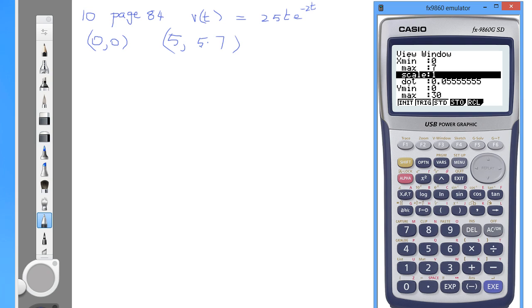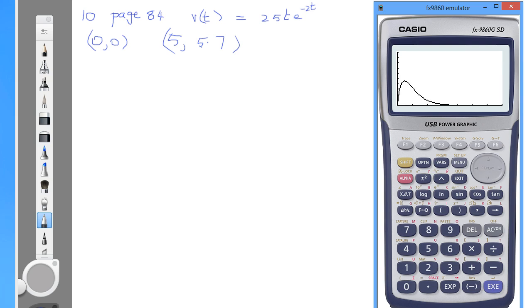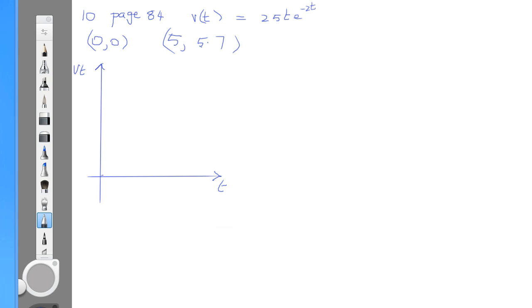No, it wasn't the x-axis, it was the y-axis. So let's make the maximum in the y-axis more like 10. See if that gives us a better picture. Oh, and it is a surge function, increasing to a maximum and then becoming asymptotic to the x-axis. So we've got technology and we can now draw a sketch. So our sketch, we've got the shape of a surge function asymptotic to the x-axis.